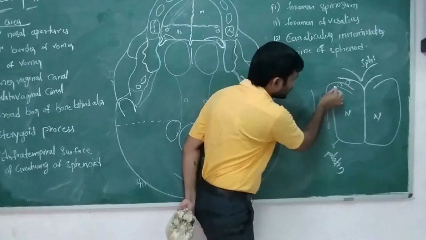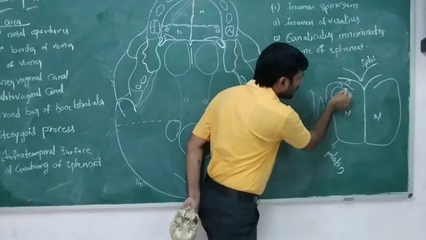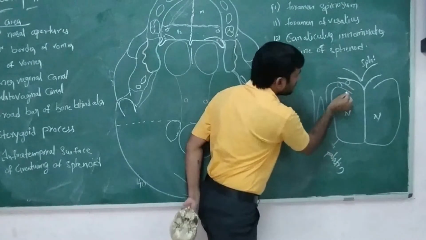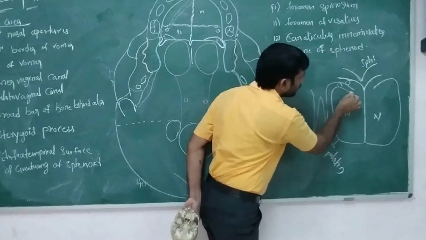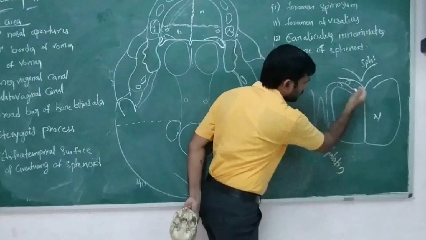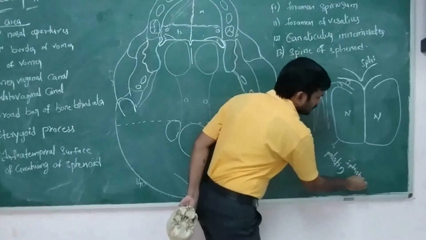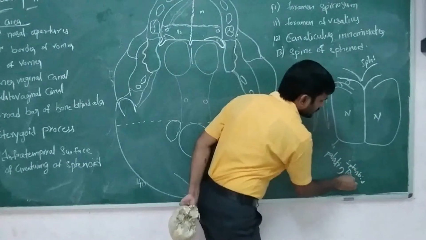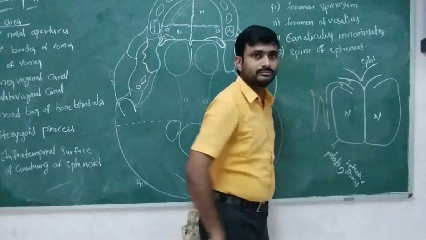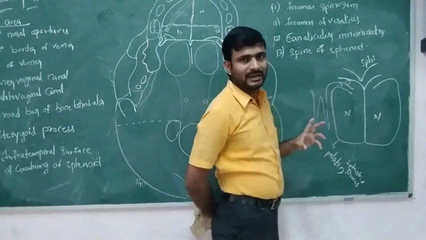This palatine bone here, the name is changing. The name in the palatine bone here is called a process. This part, this process, we call the sphenoidal process of the palate. Only this part, sphenoidal process of the palate.